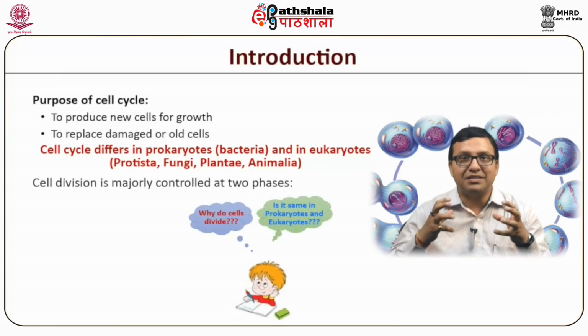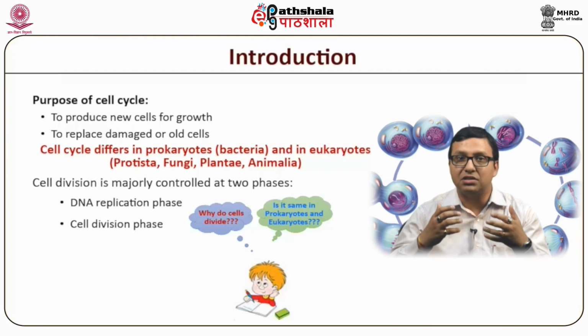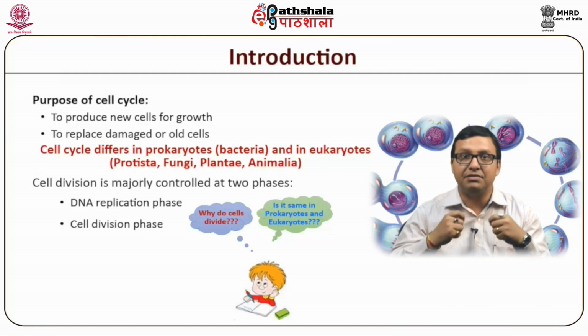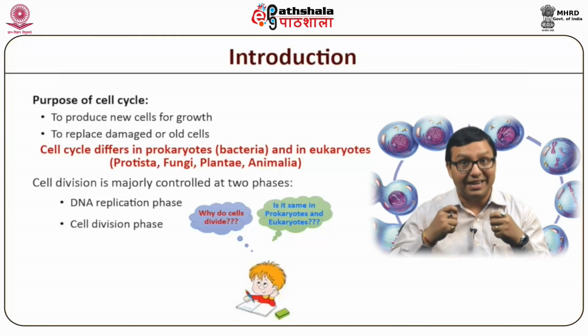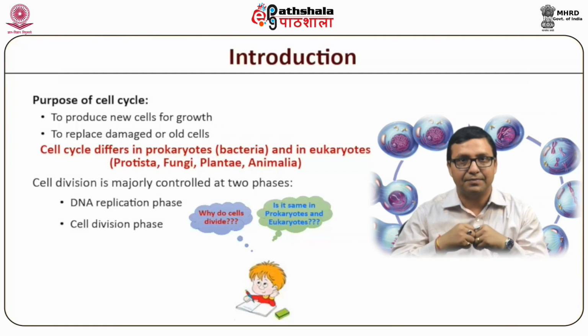There are two major phases of cell cycle. Number 1, DNA replication, and number 2, cell division phase. In the DNA replication phase, there is copying of the parental DNA, and in the cell division phase, the cell divides the cell components equally into two daughter cells.